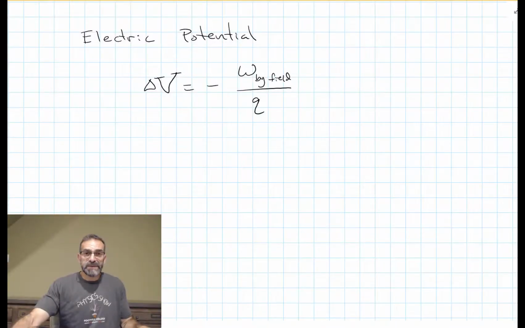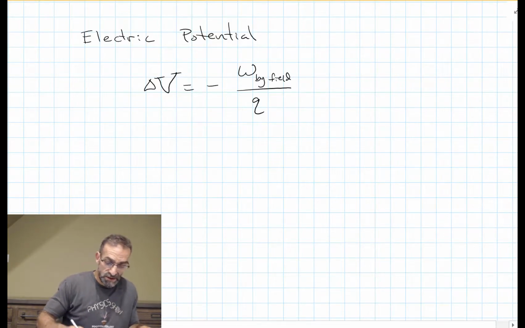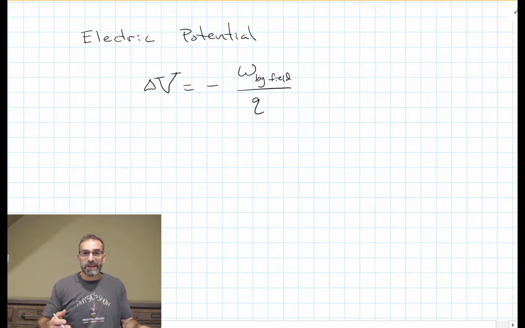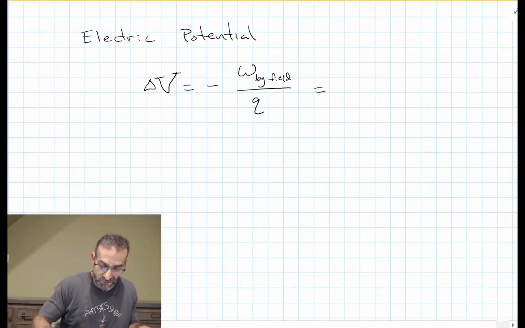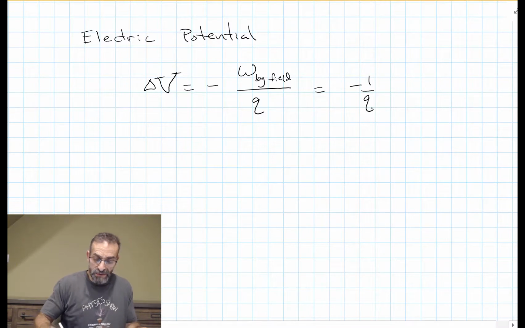If we are keeping track of negative signs, the change in electric potential, delta V, is negative the work done by the field divided by the charge that we're moving within that field. That means that we can figure it out. We know what the work is, right? Work is an integral. I'm going to leave my minus 1 over q out in front. And work is the integral.